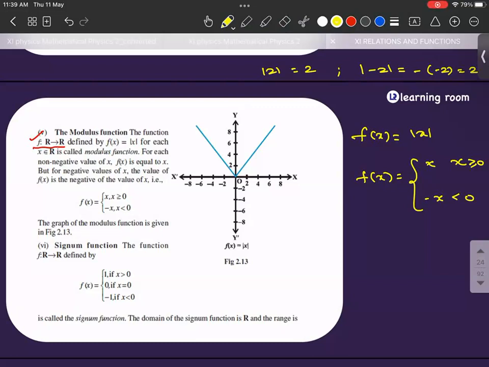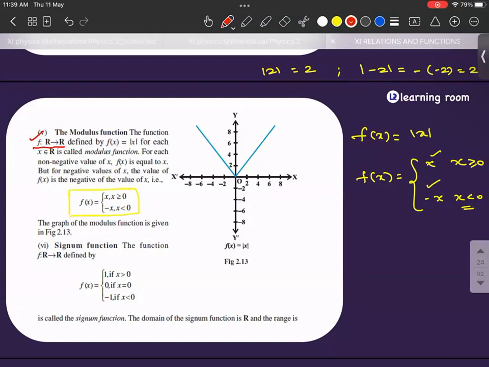That is the basis on which the function is split into two values as x and minus x. So you write f of x is equal to x when the value of x that you substitute within the modulus is either 0 or a positive number, whereas you write it as minus x when the value of x that you substitute within the modulus is a negative value. Minus x when x is less than 0. Are you able to understand this point? So this is the basic definition of a modulus function.